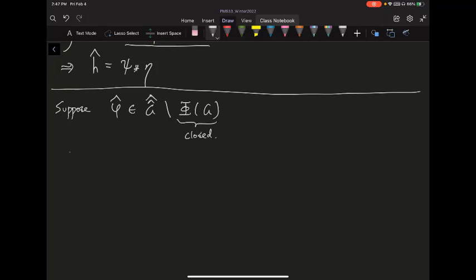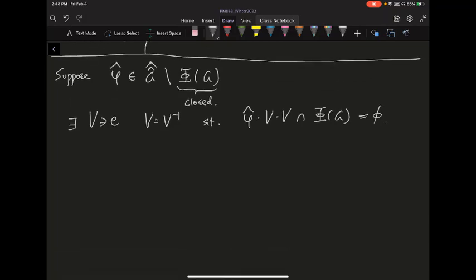So in other words, I can have there exists some V, an open neighborhood of the identity. Let's just take this so that it's symmetric, so that I have this φ̂ times V is disjoint from the φ of G. Okay, so φ of G, that's going to be equal to the empty set. Okay, so it's disjoint.